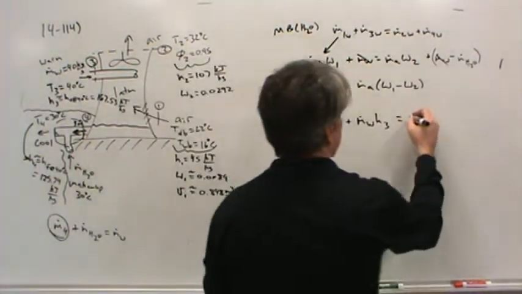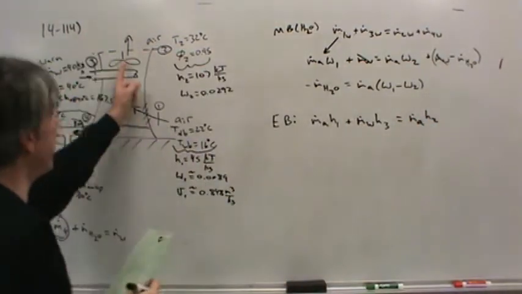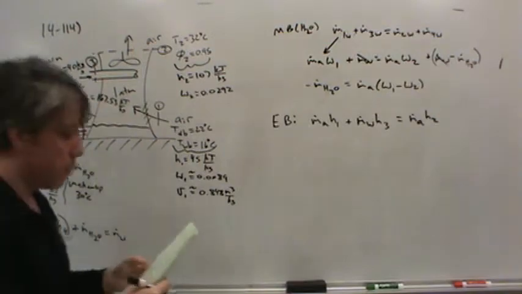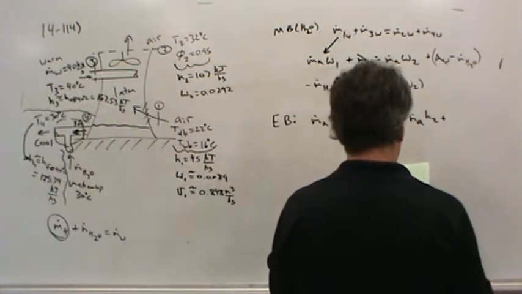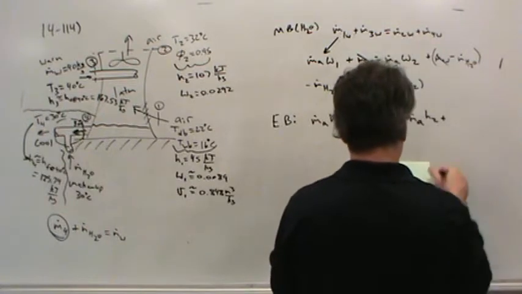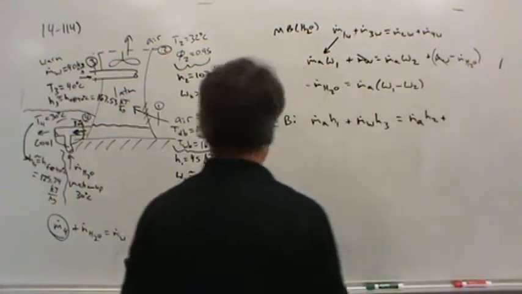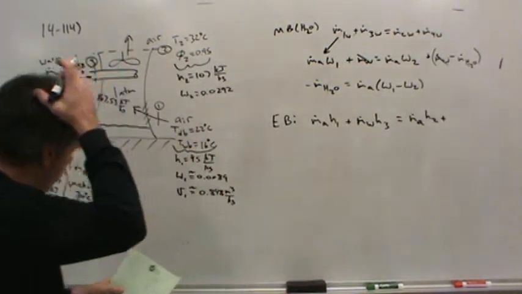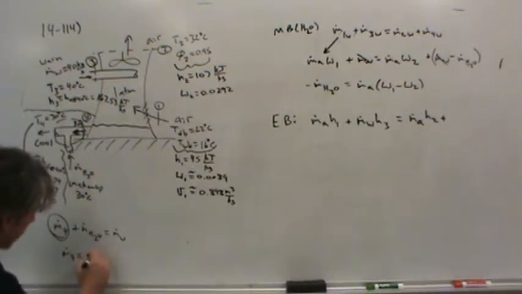That's equal to the mass flow rate of the air times the enthalpy in state 2, because this airstream carries energy out, plus the mass flow rate in state 4. And I've got an expression for that, right? I've got an expression for the mass flow rate in state 4. I've already used it in the mass balance, but it looks like this: mass flow rate of water minus mass flow rate of makeup water.